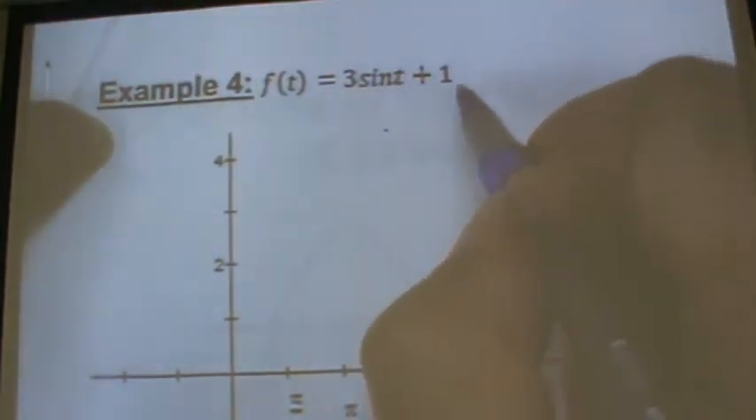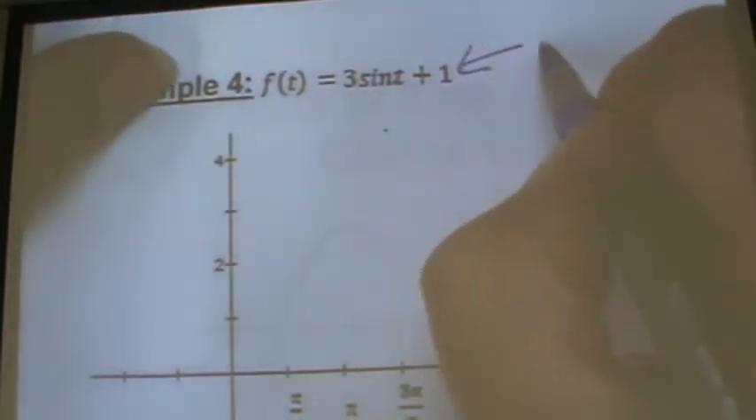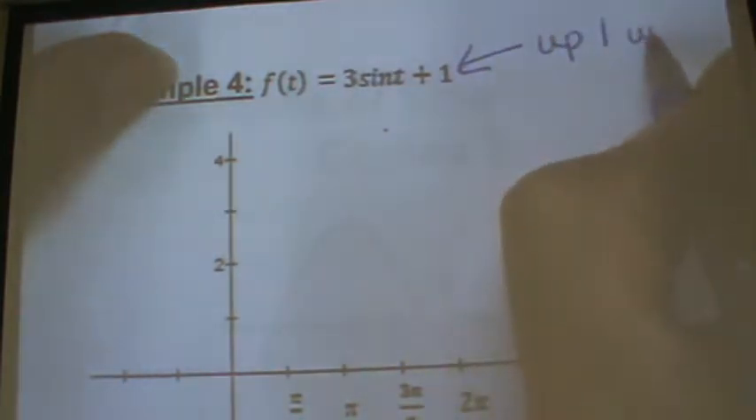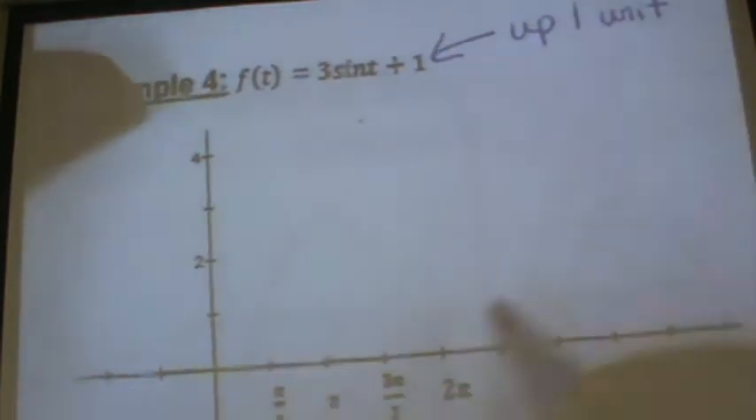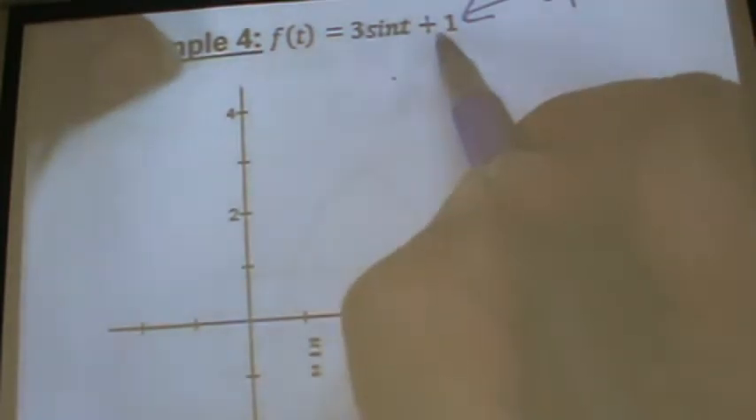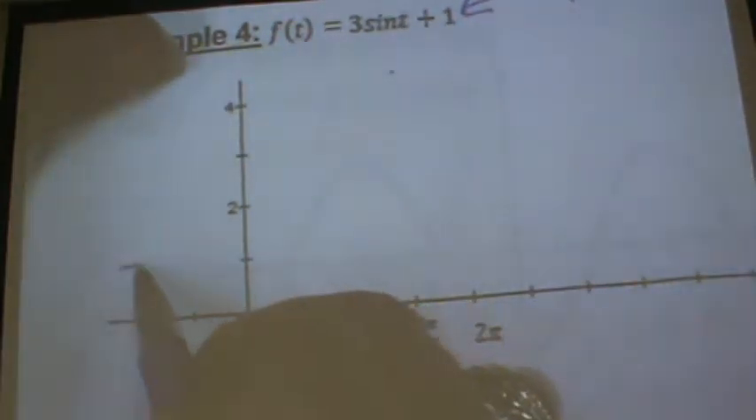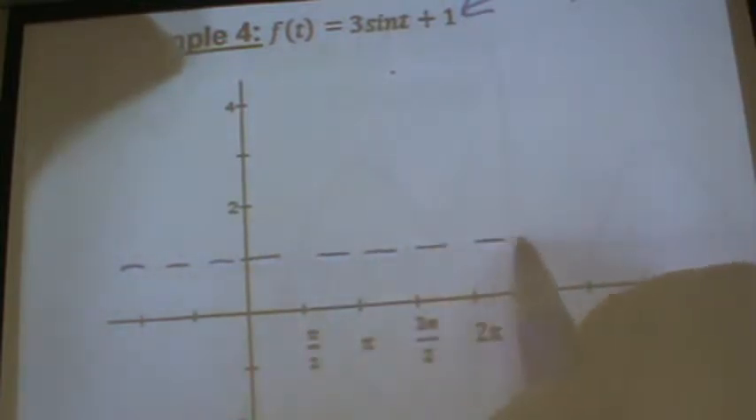All right, what do you think this +1 is gonna do? This is gonna shift your graph up 1 unit. So now, our x-axis is not right here. This is not our x-axis. What you're gonna do is look for this number right here, which is 1. I want you to make a broken line. This is your new x-axis.